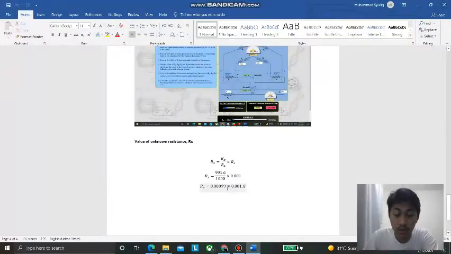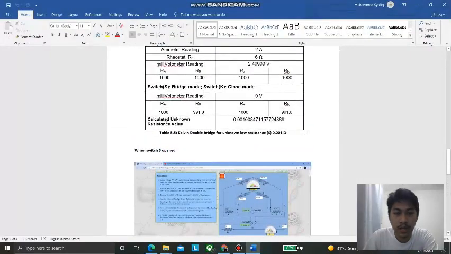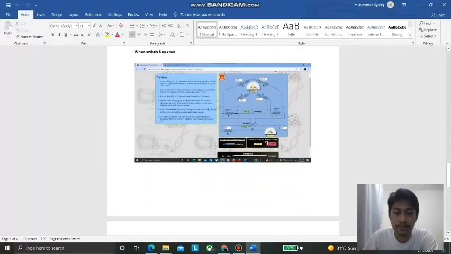0.00099, which we're going to round off to 3 decimal points, and we get our Rx is 0.001 ohms, which is exactly the same as the calculated unknown resistance value here when we were doing the simulation. So that's all for me. Thank you.